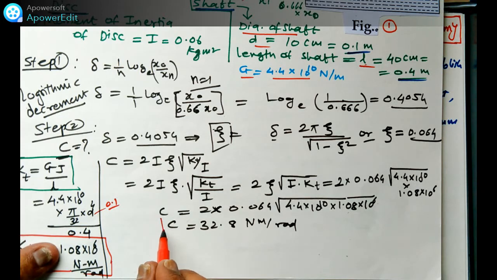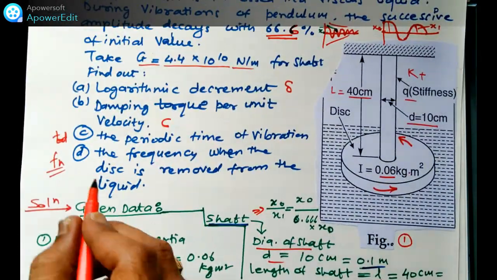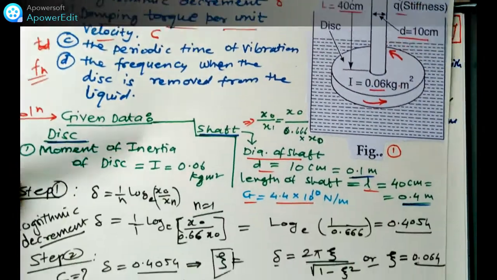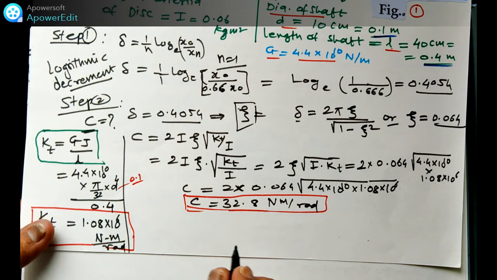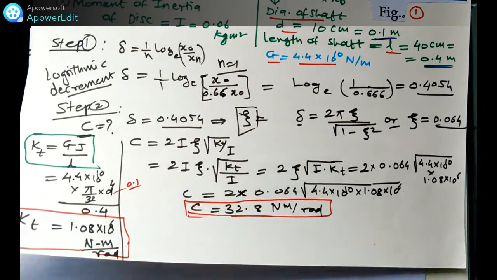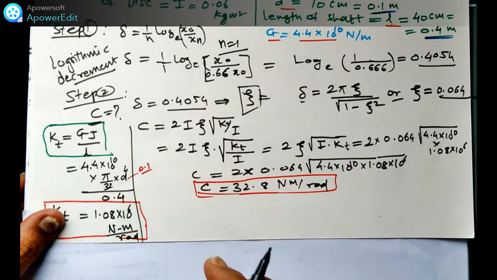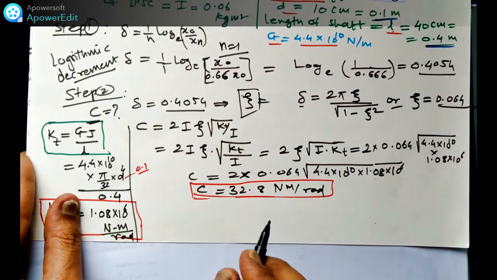It means the damping torque per unit velocity, C. That is the damping coefficient we have calculated. Now we have to find out the next value. We have to calculate TD, means time. Time we have to find out. How to find out the periodic time?